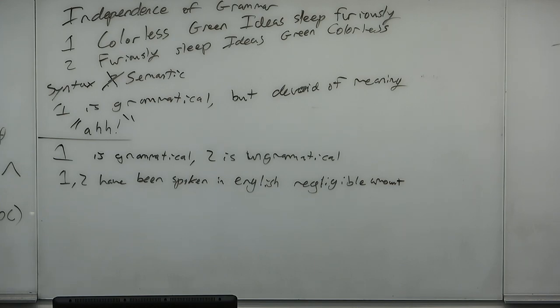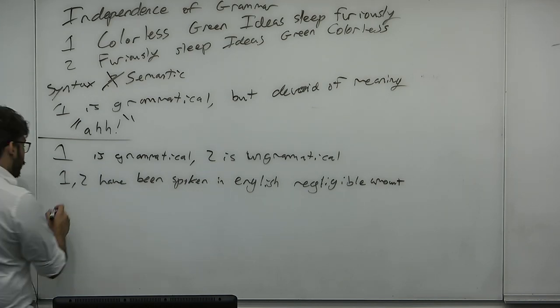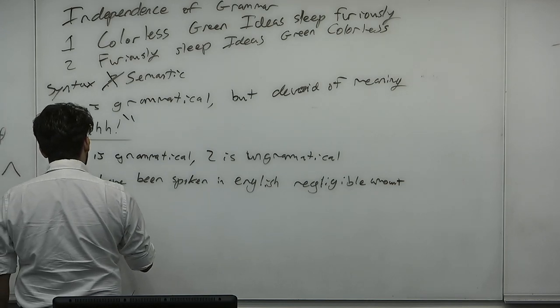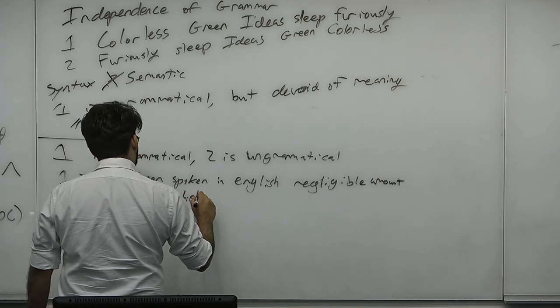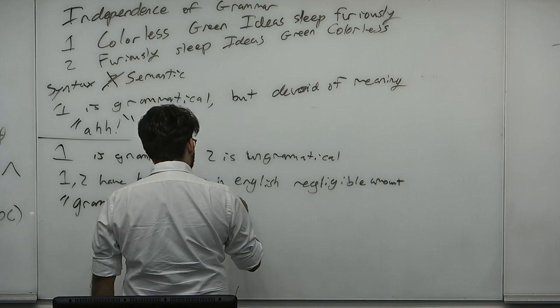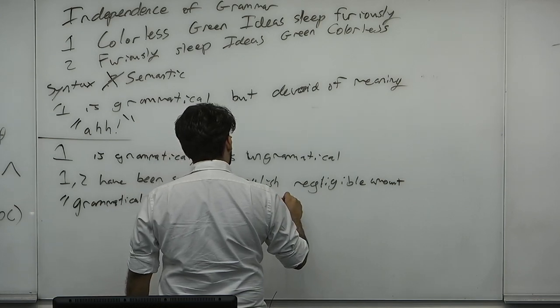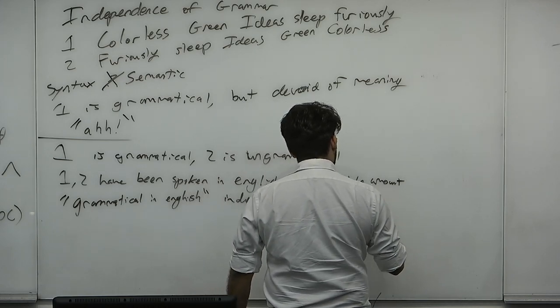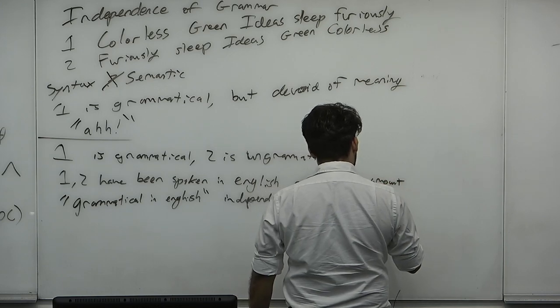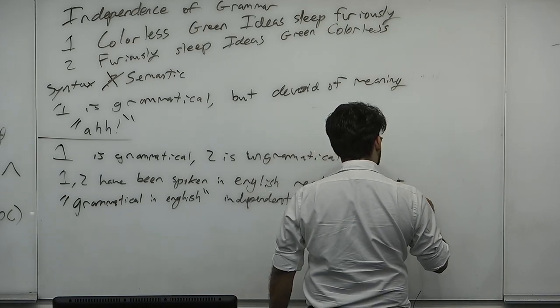So you would estimate that sentence one and sentence two have the same probability of ever being spoken in the history of English. But one is grammatical and two is not. So what we may assert then is that grammatical in English is independent of statistical approximation to English.